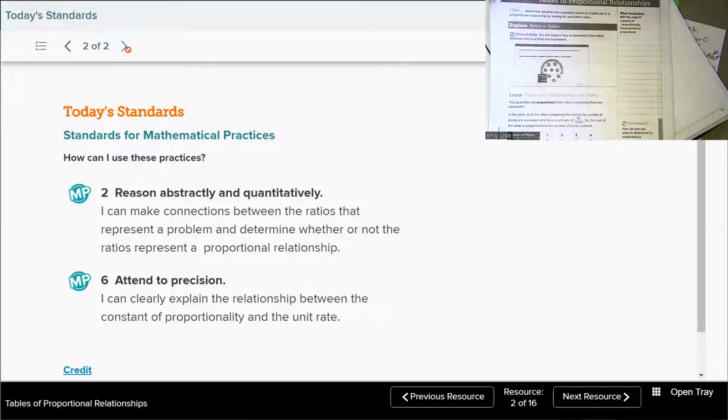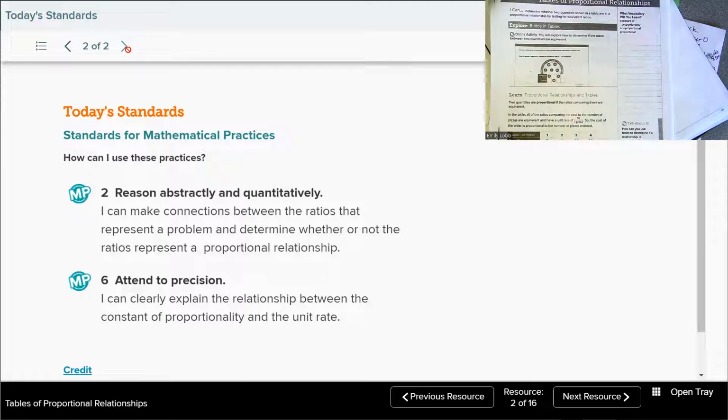We need to reason abstractly and quantitatively. What does that mean? I need to be able to make connections between the ratios that represent a problem and determine whether or not the ratios represent a proportional relationship. And I need to attend to precision, so I can clearly explain the relationship between the constant of proportionality and the unit rate. So constant of proportionality has to do with the unit rate.